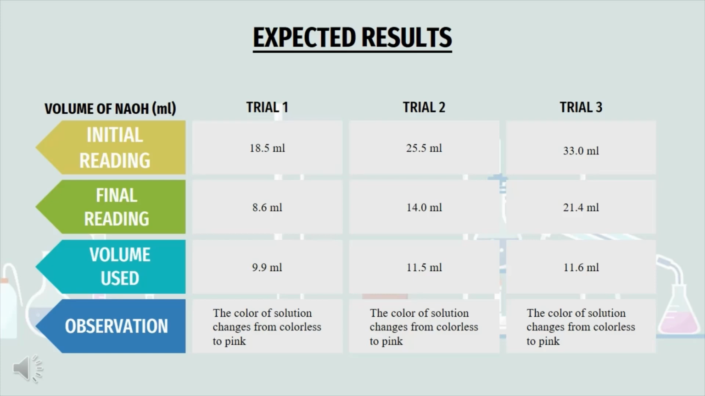For trial 1, the initial reading is 18.5 ml and the final reading is 8.6 ml. Therefore, the volume used is 9.9 ml. For trial 2, the initial reading is 25.5 ml and the final reading is 40 ml. The volume used is 11.5 ml. Lastly, for trial 3, the initial reading is 33 ml and the final reading is 21.4 ml. The volume used is 11.6 ml. The observation for the 3 trials is that the color of the solution changes from colorless to pink.